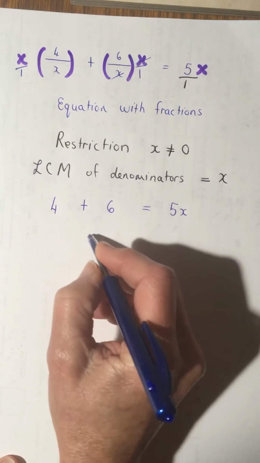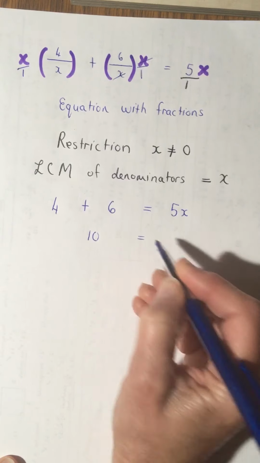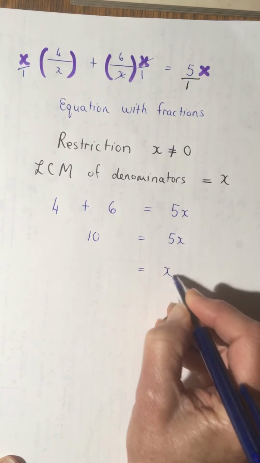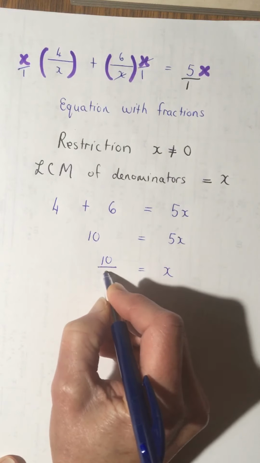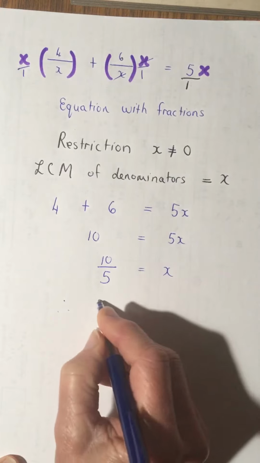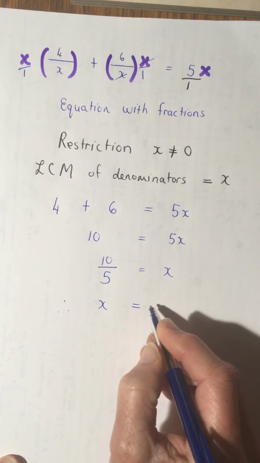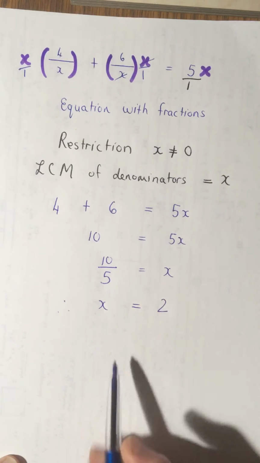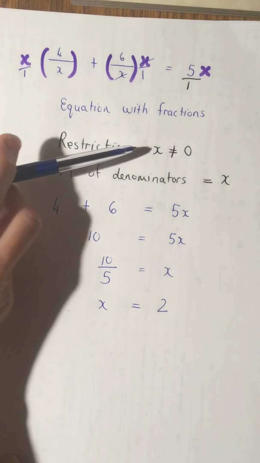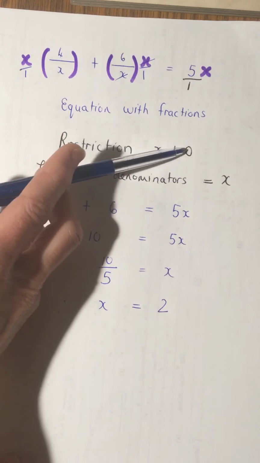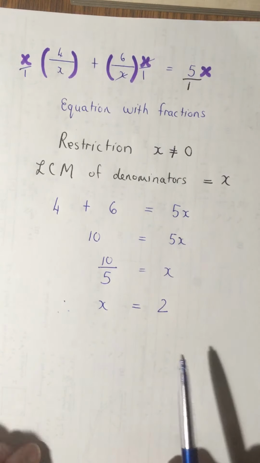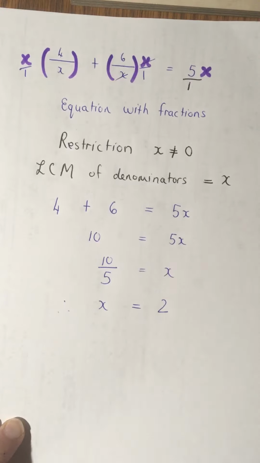And now we solve like always. 4 plus 6 gives me 10. 5x equal to 10, so that makes x equal to 10 divided by 5. So the answer, the solution is x equal to 2. And that is valid. X may just not be equal to 0, but 2 is a valid solution.